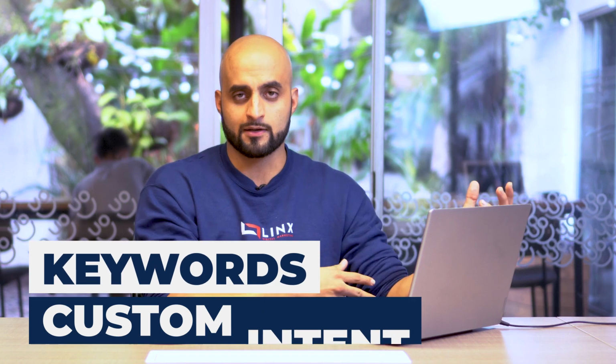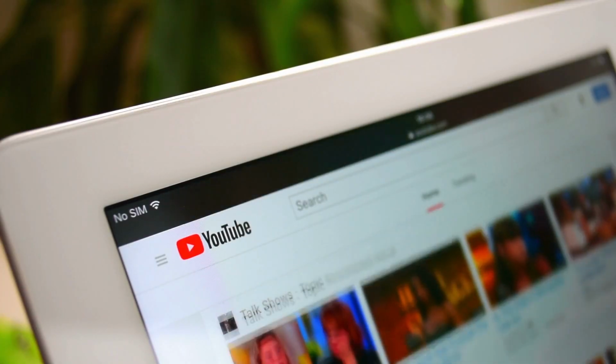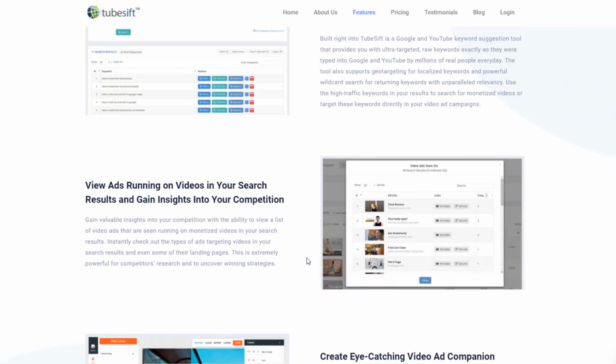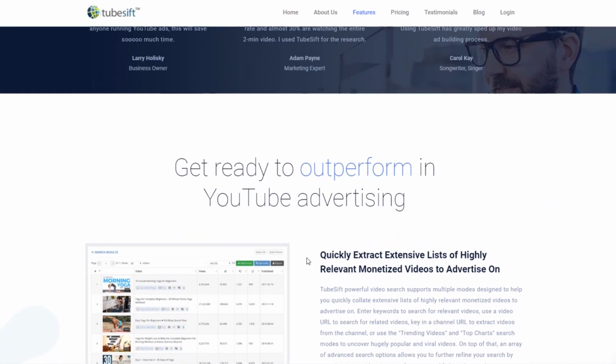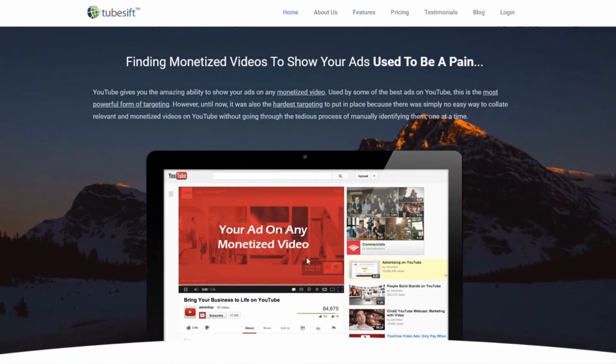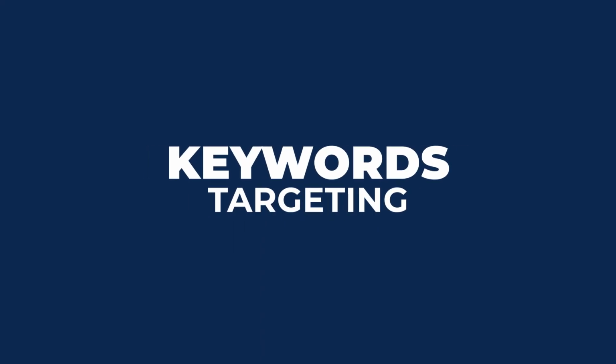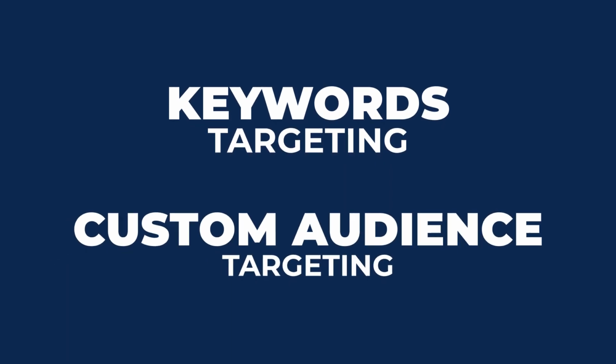If you're not seeing that your ads are serving, look into that. If you feel that you're adamant on making the placement targeting work, you want to place your video on specific videos on YouTube, then go for the 200 or 300 video mark. Use tools like TubeSift so that way you can automate this, facilitate all of that for you. So that would be my recommendation there. But if I were you, I would consider doing the keyword targeting options and the custom audience types as well, based on your specific offer.